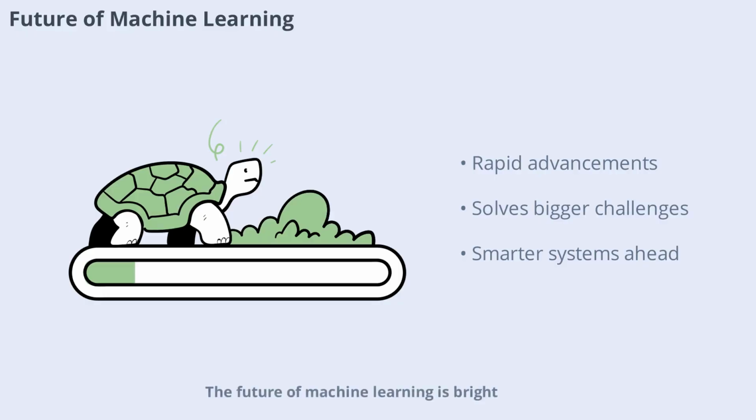The future of machine learning is bright, with new breakthroughs happening every day. As algorithms become more advanced and data more abundant, we can expect even smarter systems that solve bigger challenges, from climate change to personalized medicine.